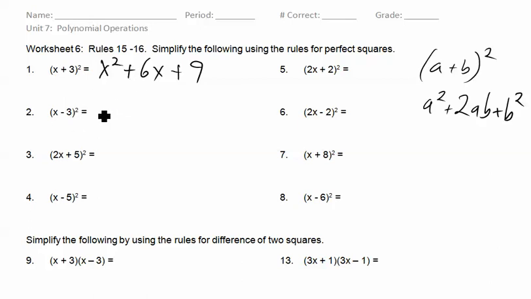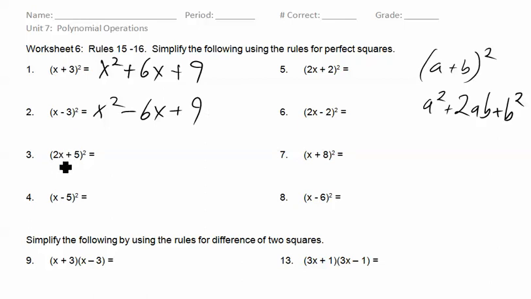So we have x squared, and then we have negative 3 times x, which is negative 3x, times 2 is minus 6x, and then we square the negative 3, so it's going to be plus 9. We'll do one more with you.